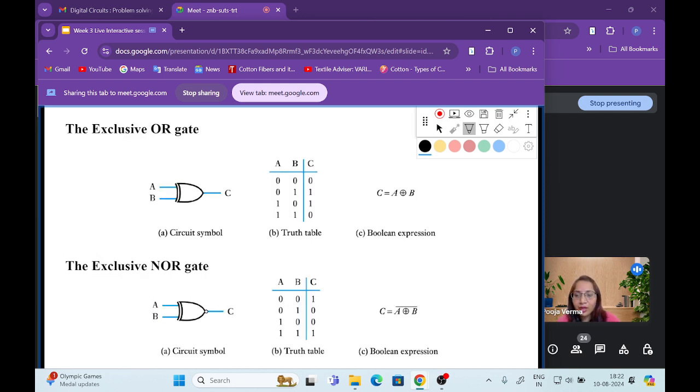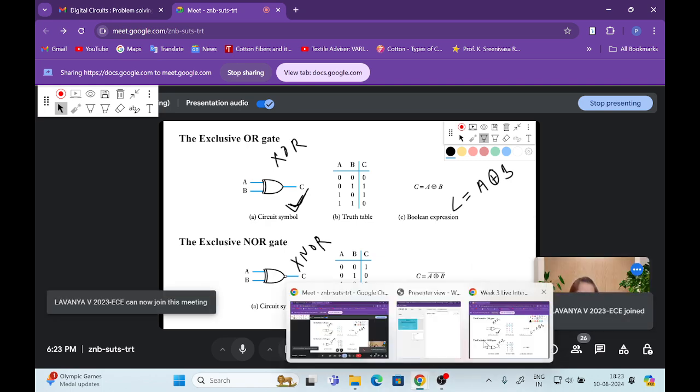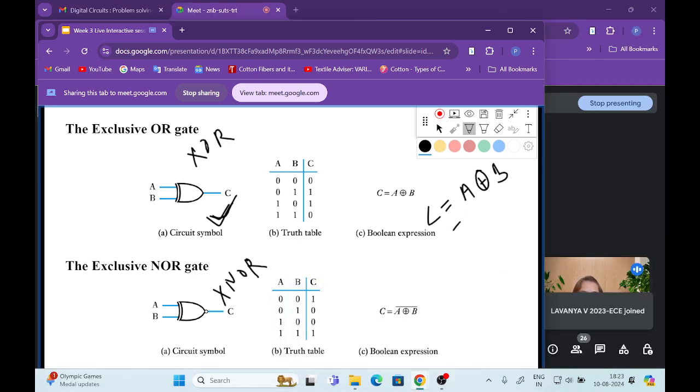Next are the exclusive OR gate and the exclusive NOR gate. The exclusive OR gate is also called the XOR gate, and the other is the XNOR gate. This is the symbol to represent the XOR gate, but its Boolean expression is different. The XOR gate is represented by this XOR symbol between two variables. If you simplify further, it is represented by A bar B plus B bar A also.